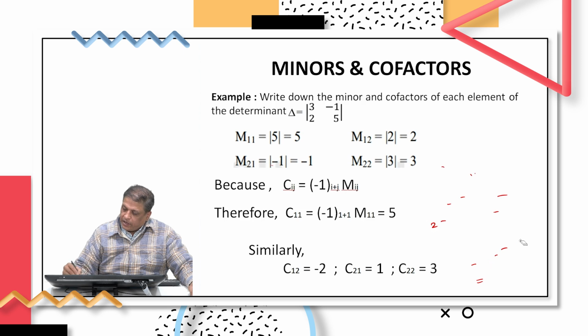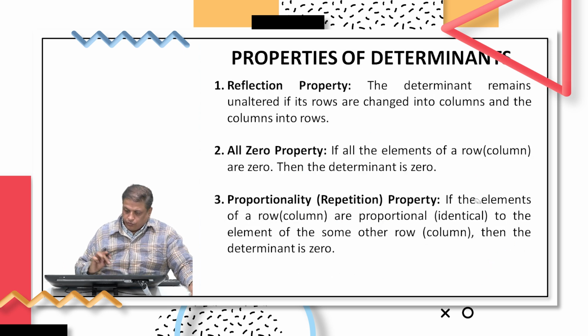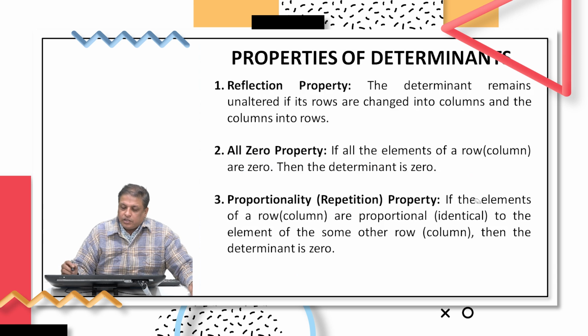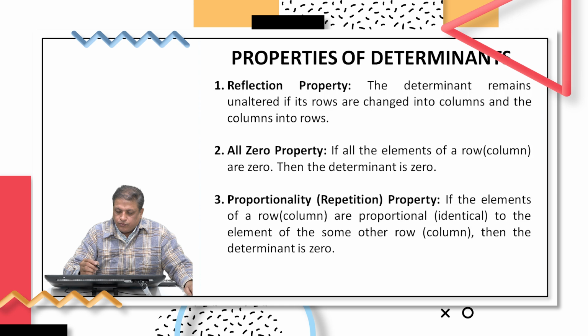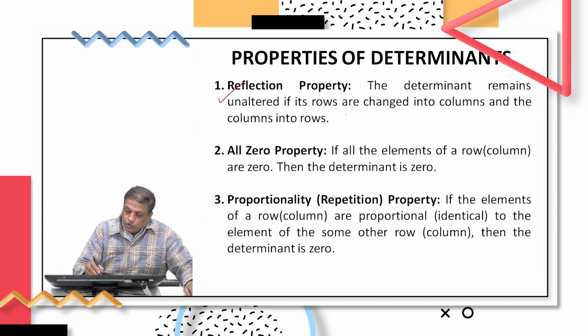Now let's extend our discussion to other details. We have some properties of the determinants, and the properties are as follows. There is a reflection property. The determinant remains unaltered if the rows are changed into columns and the columns are changed into rows. So if we have A1, B1, A2, B2, then the value of this determinant will be equal to delta.